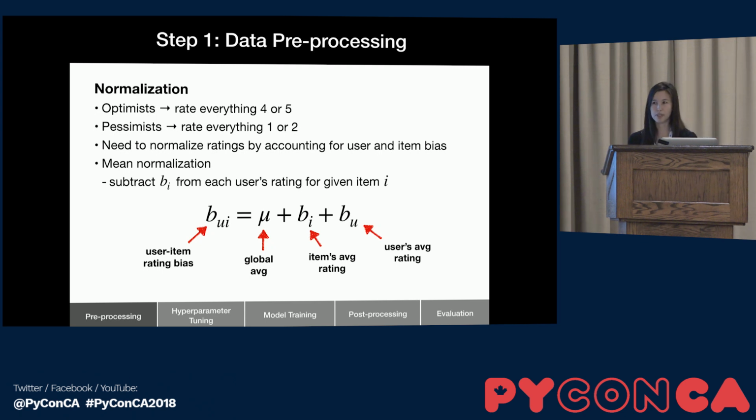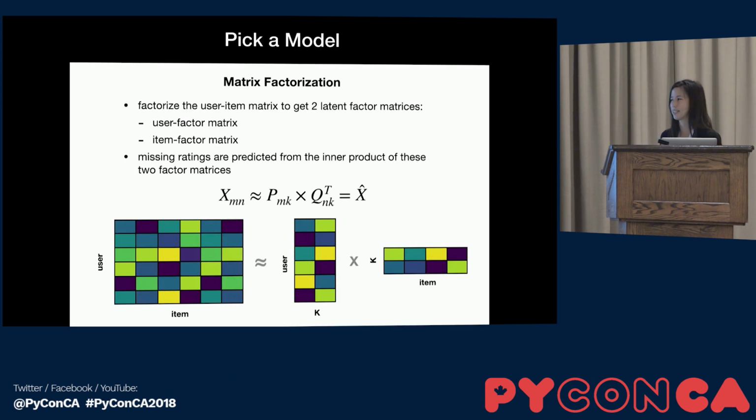Essentially what you do is you take the average rating of a movie and subtract that average from every user's rating of that movie. And you can do the same for the user. You take the average of a user's ratings and subtract it from all of the ratings that user gave. That is how we normalize our data. Okay, so now that we pre-processed our data, we now need to pick a model. Matrix factorization is a commonly used technique in collaborative filtering. We start with our user item matrix, and we factorize it into two latent factor matrices.